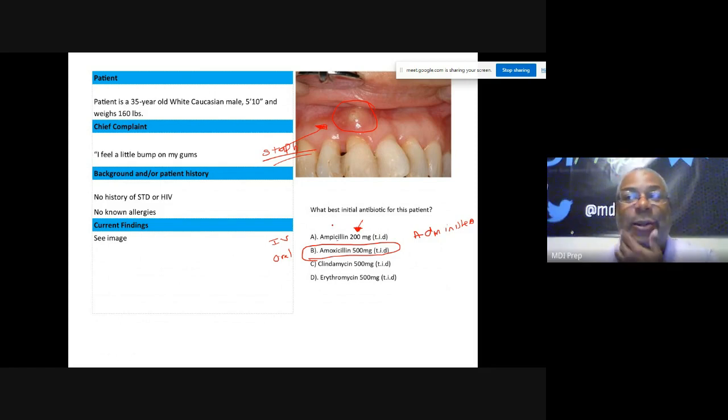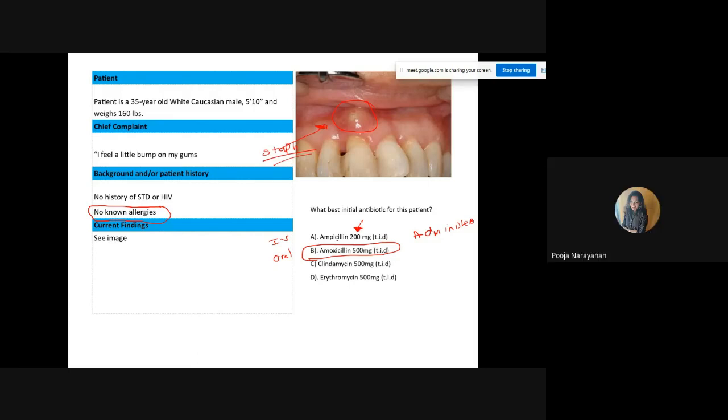Right, exactly. So amoxicillin and ampicillin are both what we call wide spectrum antibiotics. They cover a lot of different things. Erythromycin would be a viable option if they were allergic to penicillin. But since there's nothing in the question, that's why you have to make sure you look at this right here. It says no allergy. So that was a giveaway that they could take a penicillin.